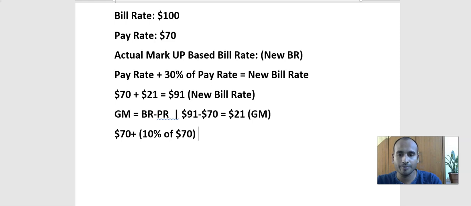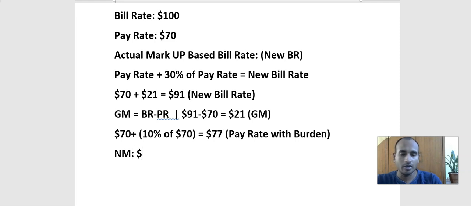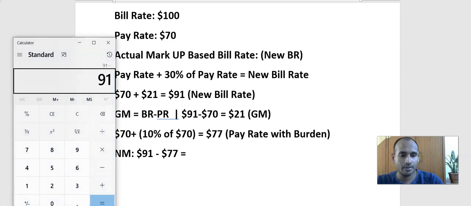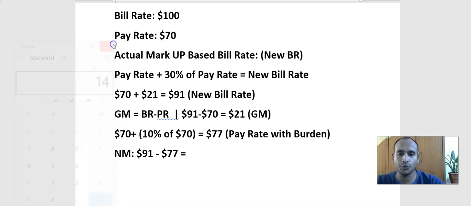Now how much is it going to come? 77. So 77 is your pay rate with burden, meaning with all costs. So now net margin is 91, the new bill rate, minus your actual cost, actual pay rate. So how much is it? 91 minus 77 is $14, your net margin. All right, your net margin.